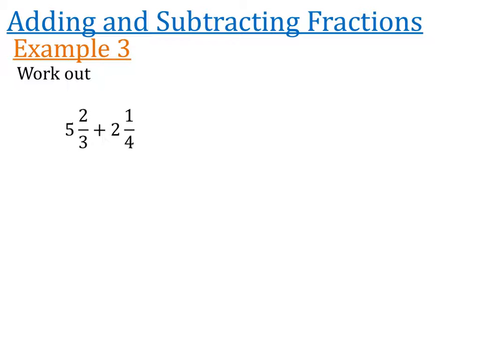On the last example of today, we're going to try to work out how to add fractions where the two fractions are both mixed numbers. So we've got 5 and 2/3 plus 2 and 1/4. The first thing we want to do is write both of these mixed numbers as improper fractions. So we're going to times by the bottom and add the top. So we've got 5 times 3 is 15, plus 2 more is 17. And 2 times by 4 is 8, plus 1 more is 9. So 9 out of 4.